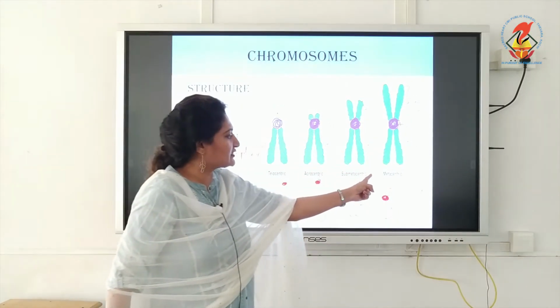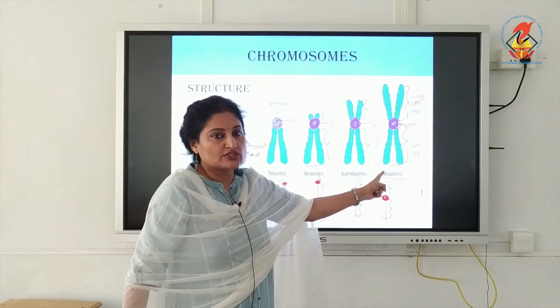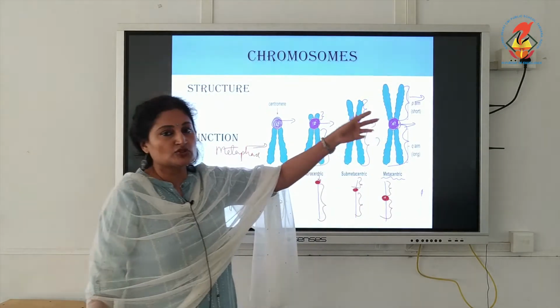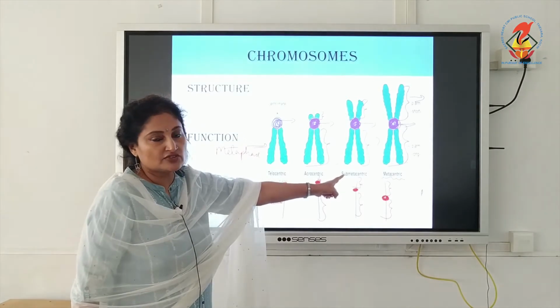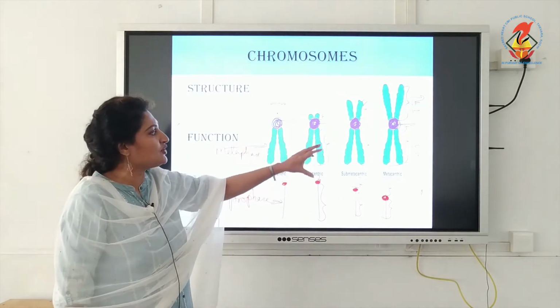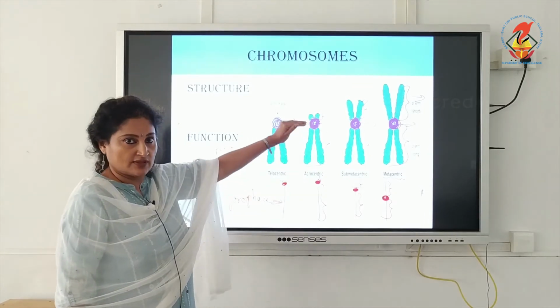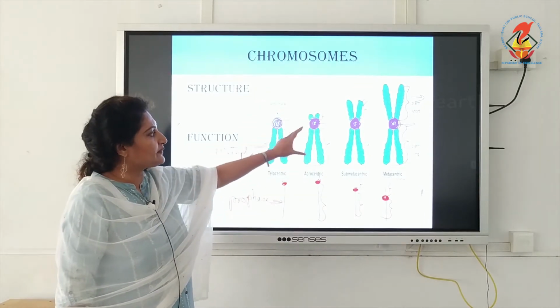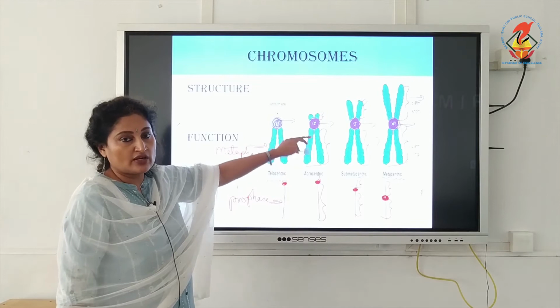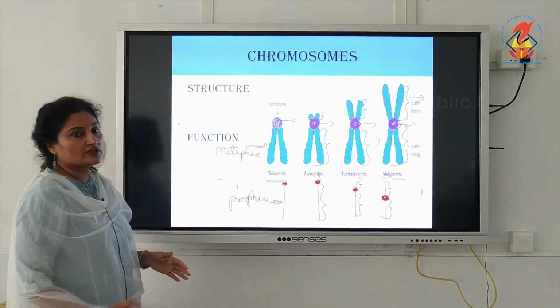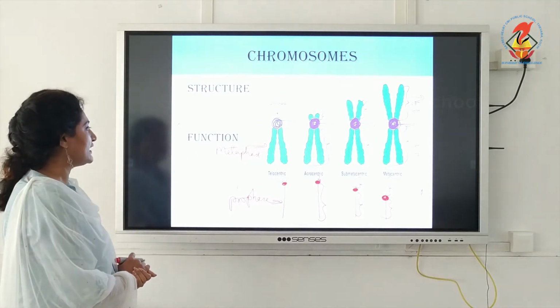So, once again reiterating the point, metacentric, the centromere is located in the middle, dividing the chromosome into 2 equal arms. Submetacentric is slightly away from the center, dividing into long arm and short arm. Acrocentric, little towards the tip, and so it is dividing the chromosome arms into very long and very short arm. And telocentric, the centromere is located at the terminal end.